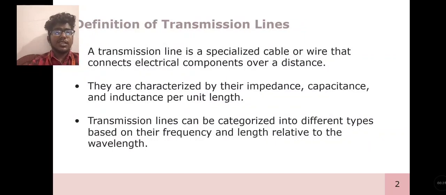Definition of transmission lines. A transmission line is a specialized cable or wire that connects electrical components over a distance. They are characterized by their impedance, capacitance, and inductance per unit length. Transmission lines can be categorized into different types based on their length relative to the wavelength.